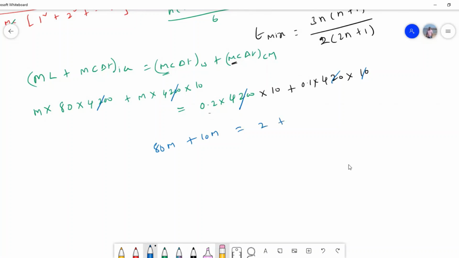So I am left with 80 m plus 10 m is equal to 2 plus, and what is this one? There is only 0.1. So m is equal to 2.1 upon 90. So let's divide 2.1 upon 90. It is actually 0.023 kg. Let's check the options.